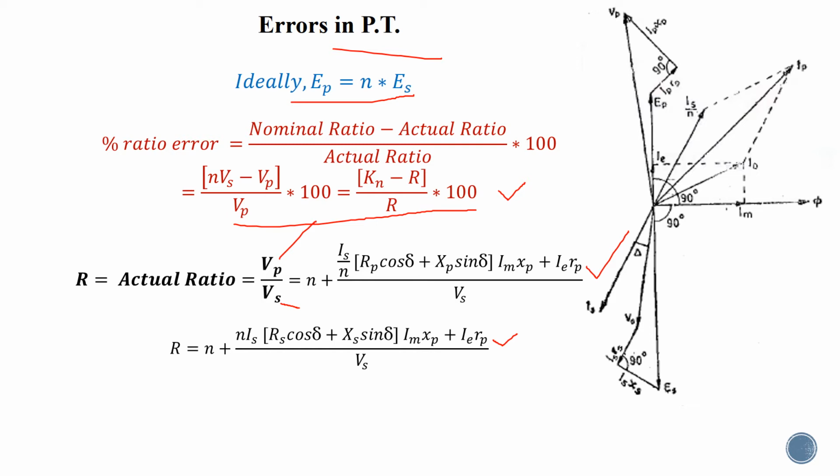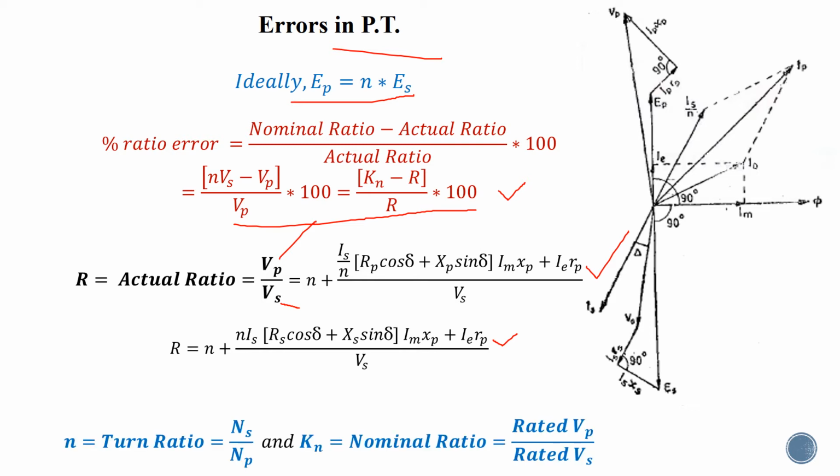N is your turn ratio. It is defined as the ratio of the number of turns in secondary to the number of turns in primary. Kn is your nominal ratio, which is basically the ratio of your rated primary voltage to rated secondary voltage. Your rated primary voltage is basically the induced primary EMF and your rated secondary voltage is the induced EMF in secondary. Therefore, the nominal ratio and the turn ratio are equal in ideal cases. These are basically the voltages when there are no errors in the system.